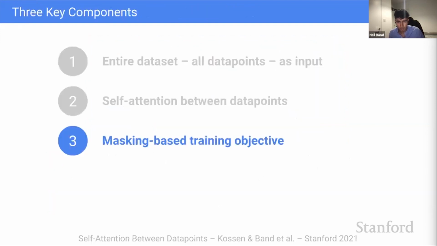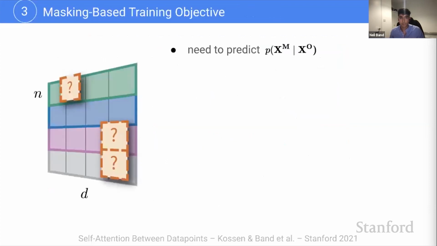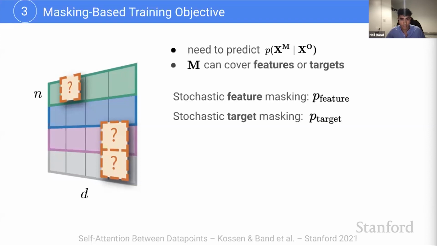The third key component of NPTs is a masking-based training objective. Recall that what we're trying to do is predict missing entries from observed entries, and those masked values can be both features or targets. The classic use, say masked language modeling, is to do self-supervised learning on a sequence of tokens, which you could think of as just having features in our setting. Ours is a bit different in that we do stochastic feature masking, masking feature values with a probability p_feature.